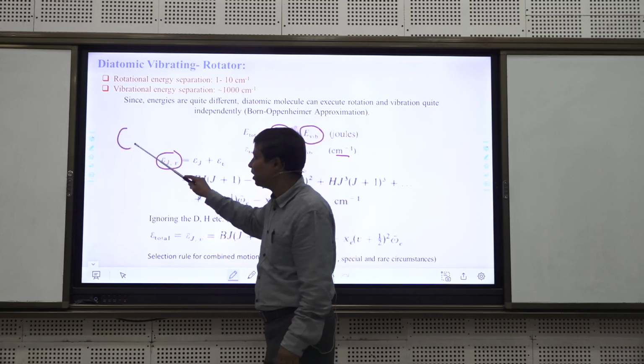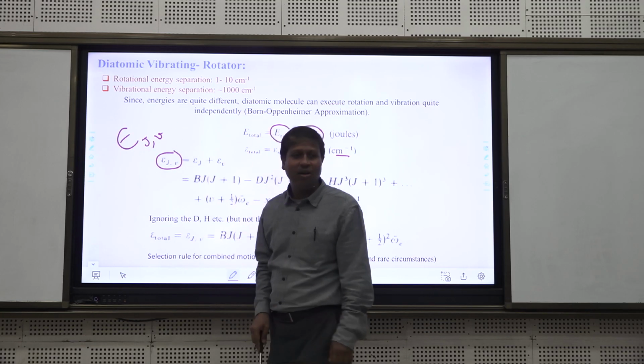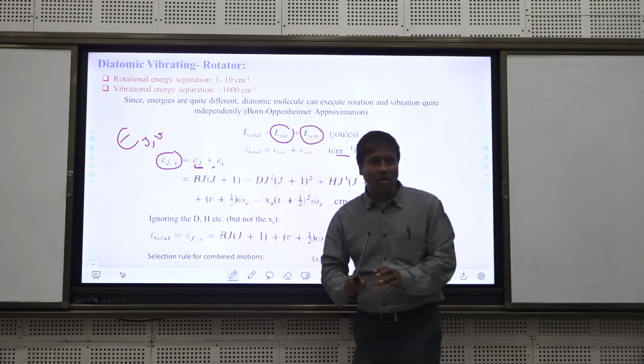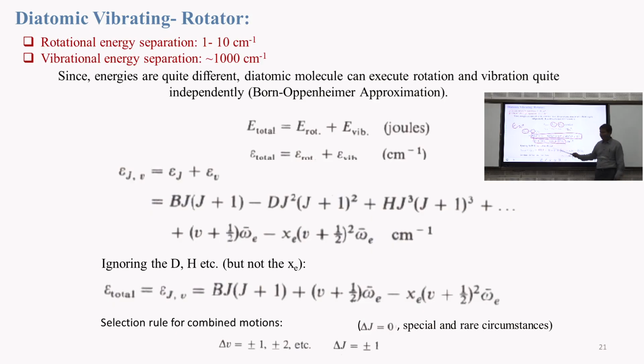E J V, this is epsilon, J for rotational and V for vibrational, is E J plus E V without any interaction term. So what is the E J expression? E J is B J (J plus 1) and then smaller terms. And plus the vibrational energy. Just now we discussed the vibrational energy considering the anharmonic oscillator model. So we are simply writing them side by side.